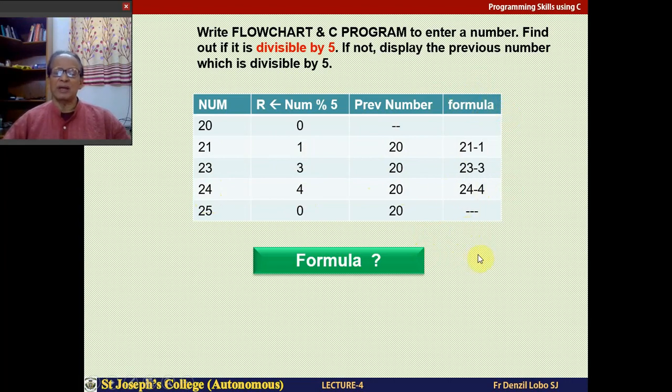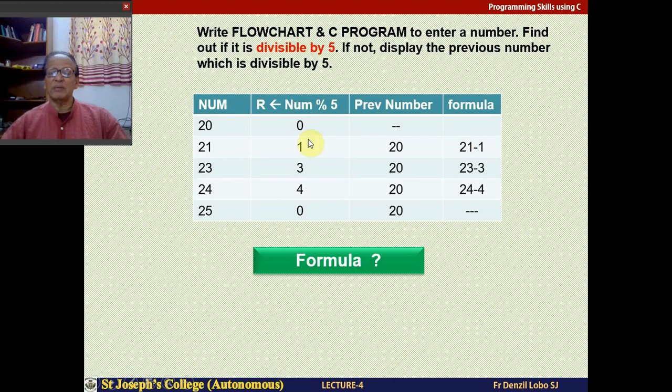I would like you to think about, and then pause your video and get the formula for that, a common formula which will help you to get the previous number. As you see here, if it is 21, 20, how do you get 20? 21 minus 1. If it is 23, how do you get 20, previous number? 23 minus 3. If it is 24, you know, previous number is 20. Therefore, 24 minus 4. What are these numbers?